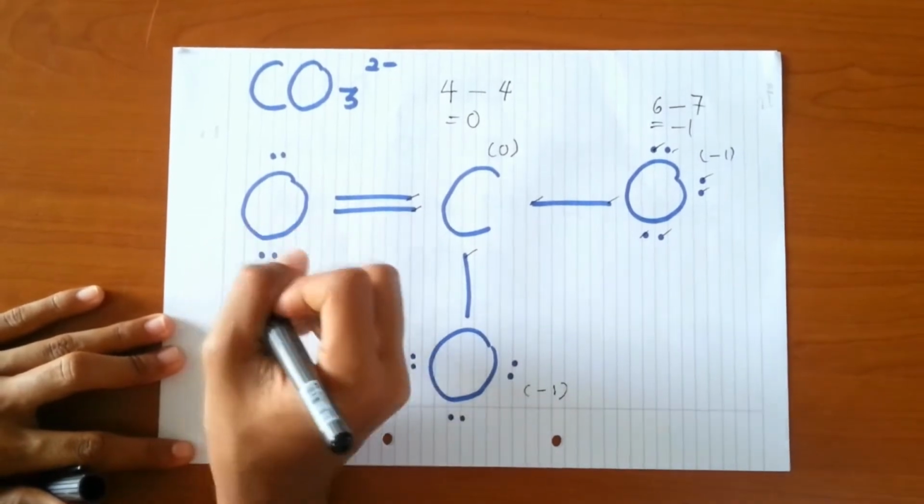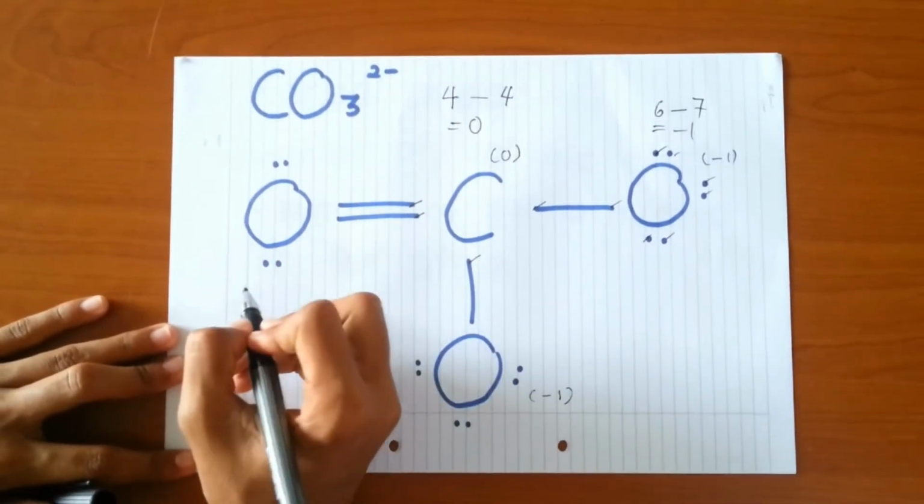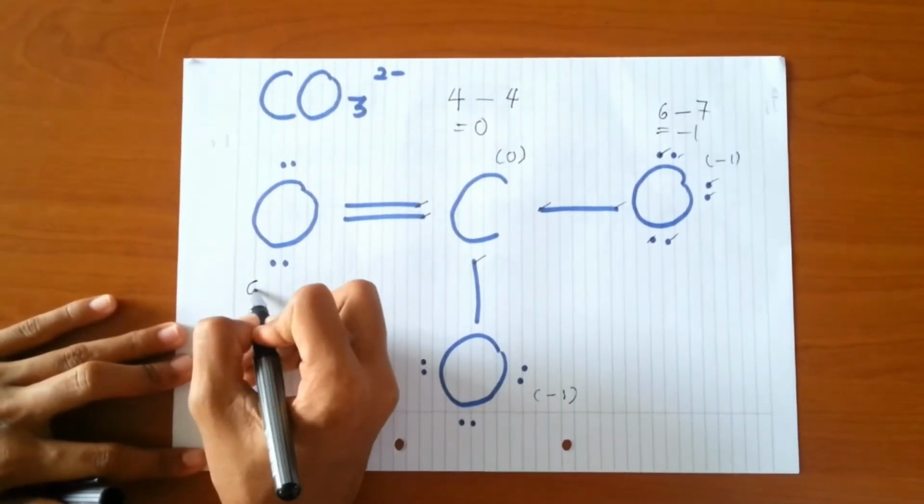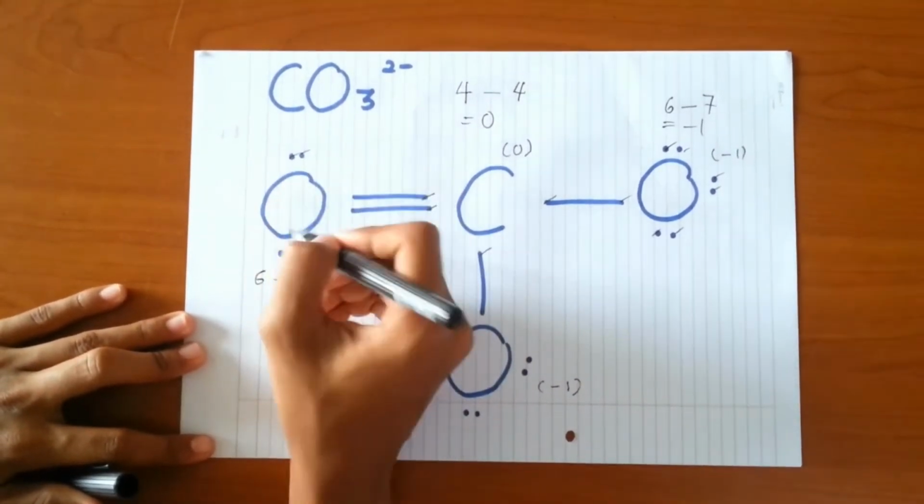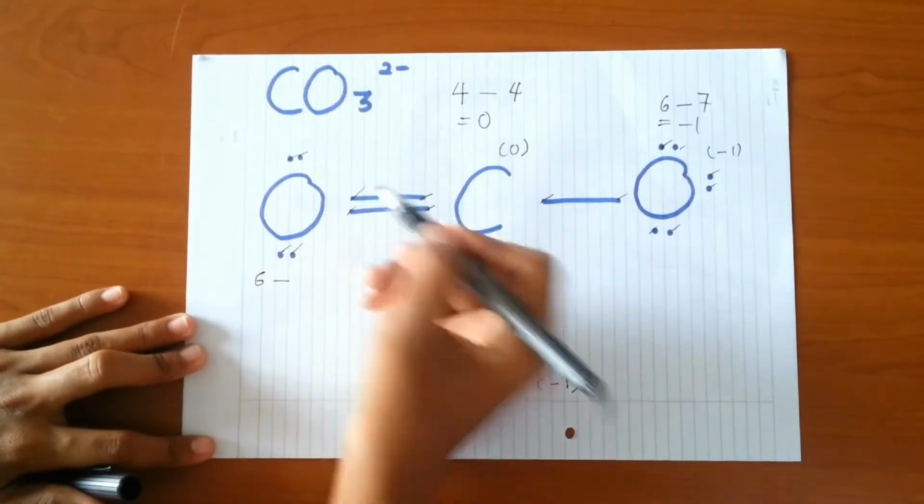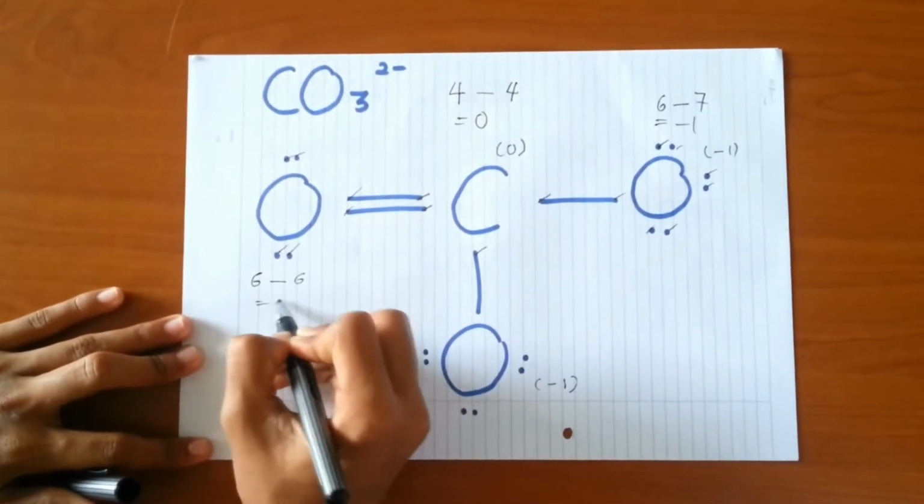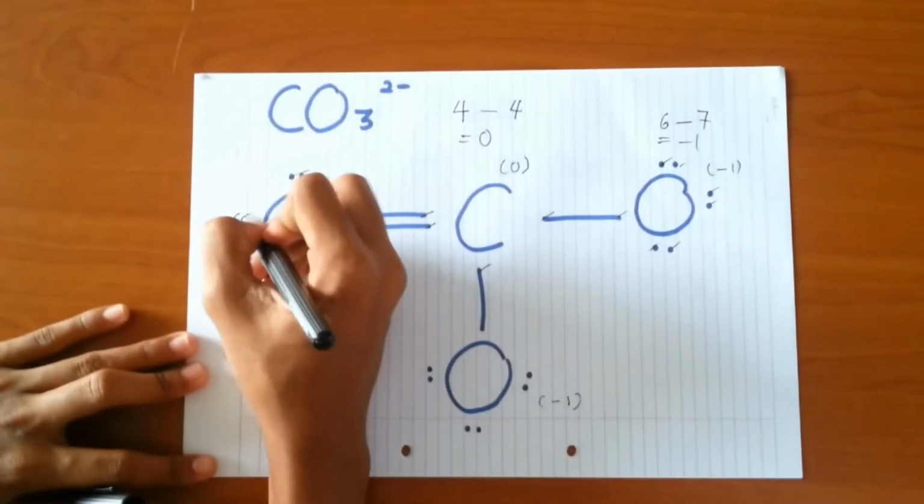Let's move to this oxygen atom. To find the formal charge, the number of valence electrons of oxygen is 6. 6 minus the number of pairs attached to the atom: 1, 2, 3, 4, 5, 6. 6 minus 6 equals 0. So the formal charge here is 0.